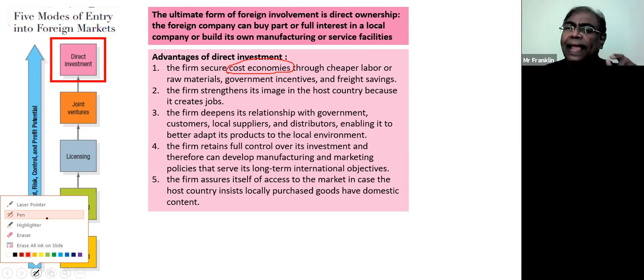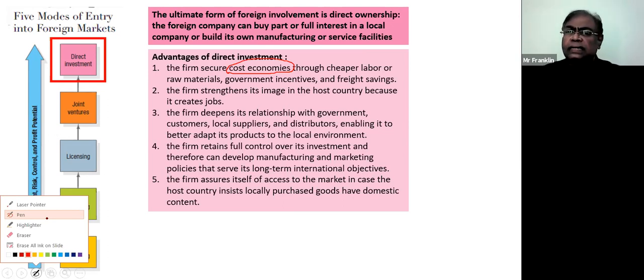Okay, so this is called economies of scale. When you have a foreign direct investment and the market is huge, they secure cost economy through cheaper labor and raw material, government incentives and freight savings. That's the reason why companies want to invest directly, because Malaysia will give them tax deduction, labor is cheaper, all these give them a cost economy.